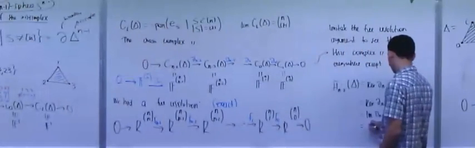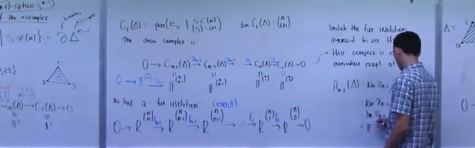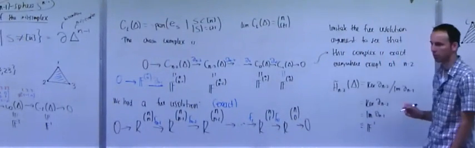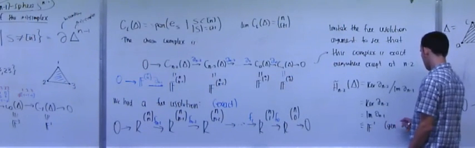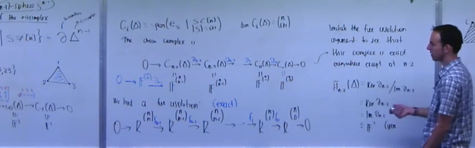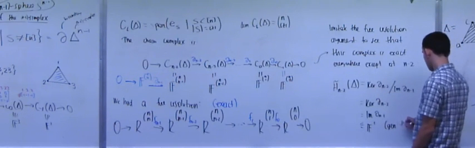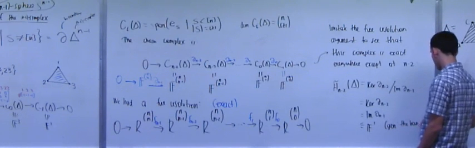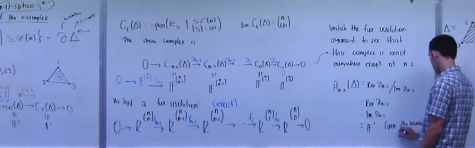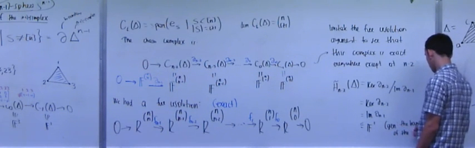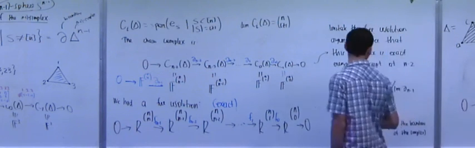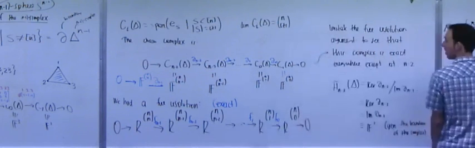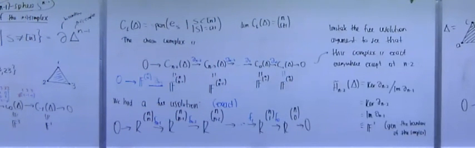So this is f to the 1. And a generator is given by the boundary of the simplex. Okay. So that's the computation.